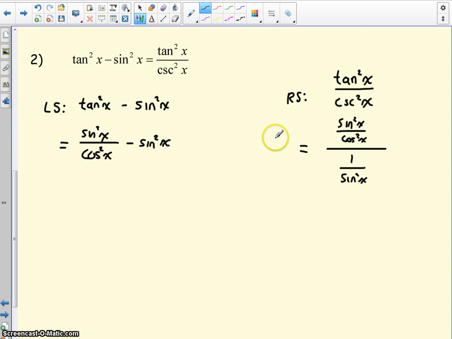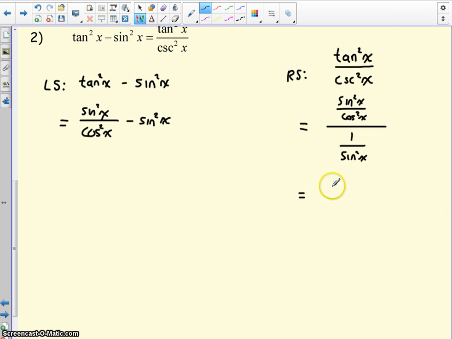I'm going to work with the one on the right first, and what I see right now is a fraction within a fraction. So when I divide fractions, remember it means I'm multiplying by the reciprocal. So again, in slow motion here, you don't necessarily have to write out this step, but I will just to show you how it works. This line right here is the same thing as having sine squared x over cos squared x, divided by 1 over sine squared x, because I'm dividing those two fractions.